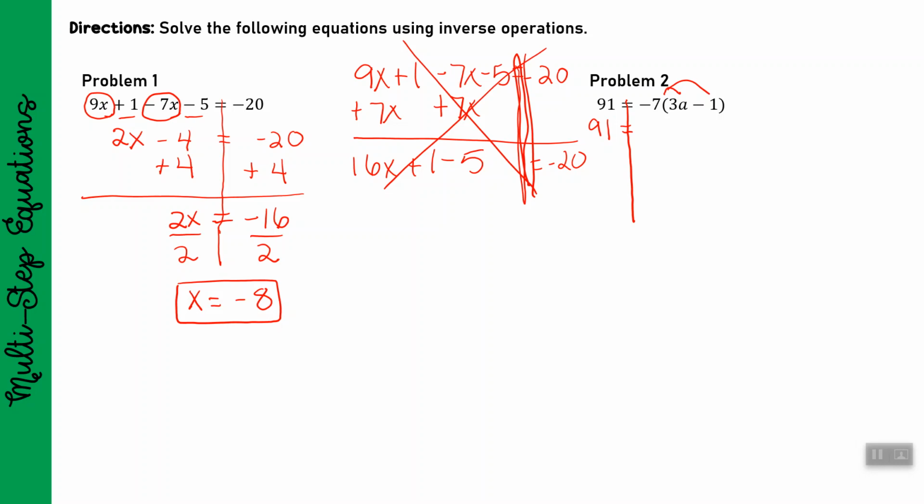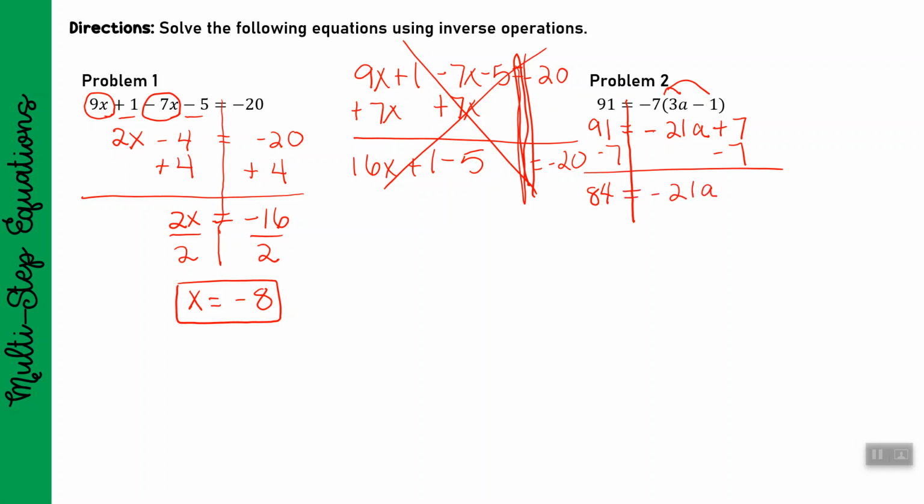So I have negative 7 times 3, so I get negative 21a. And then I have a negative times a negative, so I get positive 7 times 1 is 7. Now I'm going to use my inverse operations to solve. I'm going to subtract 7 from both sides. So I have 91 minus 7. So I get 84 equals negative 21a.